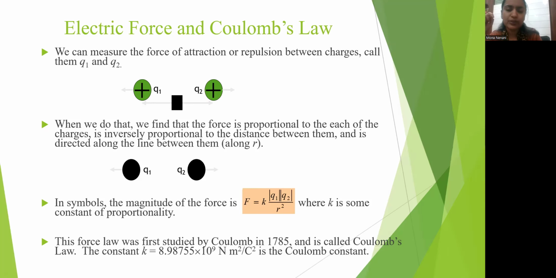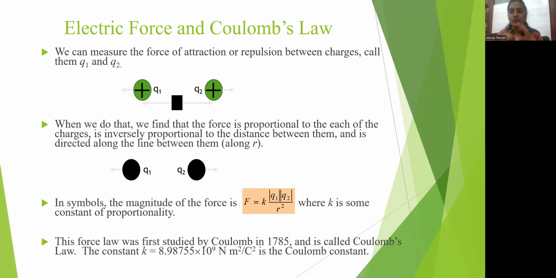The formula for this force is K into Q1 Q2 upon r square, where Q1 and Q2 represent the magnitudes of charges, and r represents the distance between them. And K represents Coulomb's constant. This force law was first studied by Coulomb in 1785, and that is why it is called Coulomb's law. That constant K has a value 8.98 into 10 raised to 9 Newton meter square per Coulomb square, and that is called Coulomb's constant.